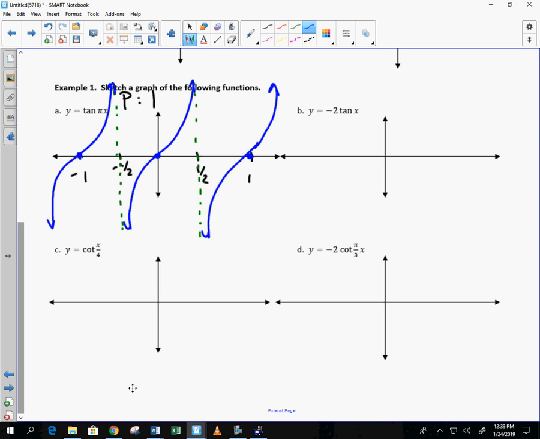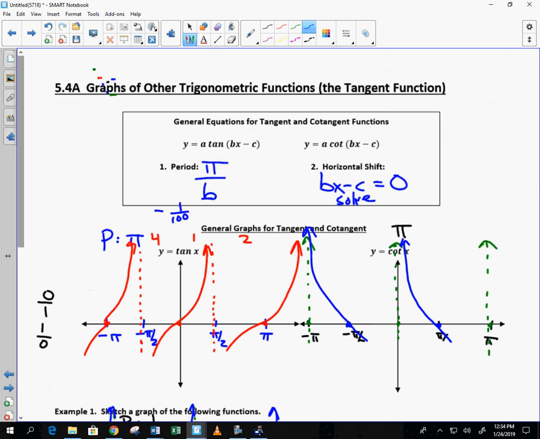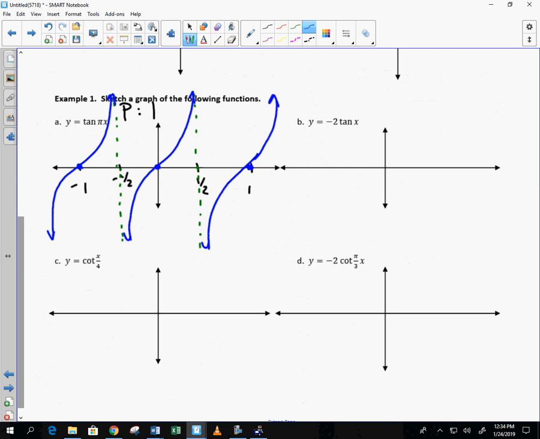Tangent is equal to 0 at the period. Cotangent is undefined at the period. And if you ask me why, I bring you back to this right here. It's equal to 0 at 0. It's equal to 0 at pi. Wherever the period is, it's equal to 0, because it's y divided by x. Okay. Got it.